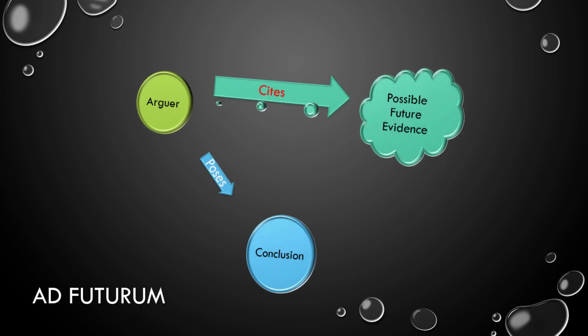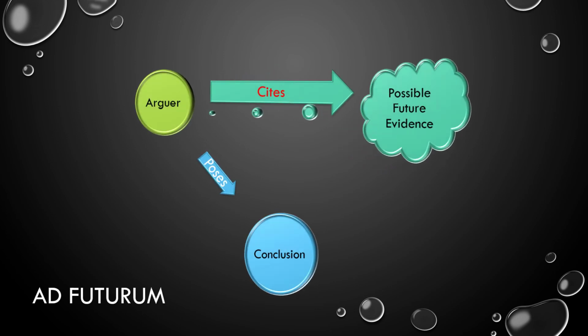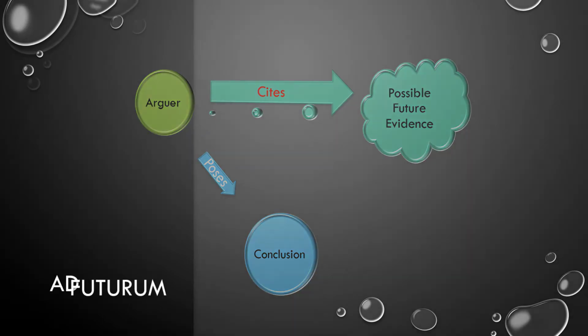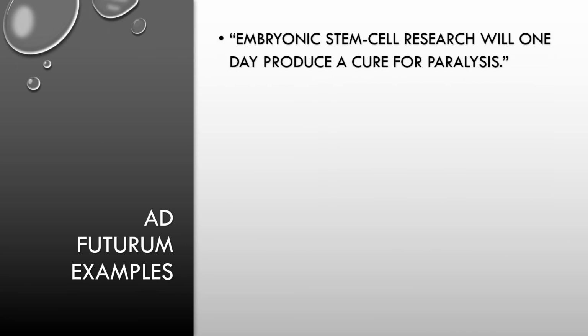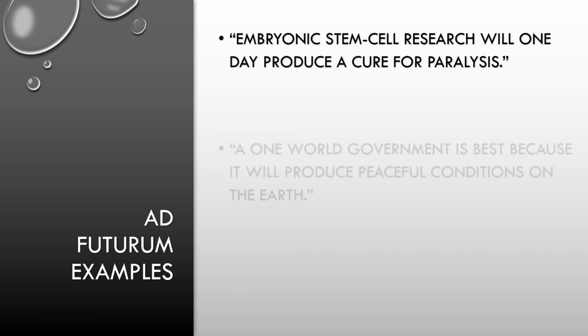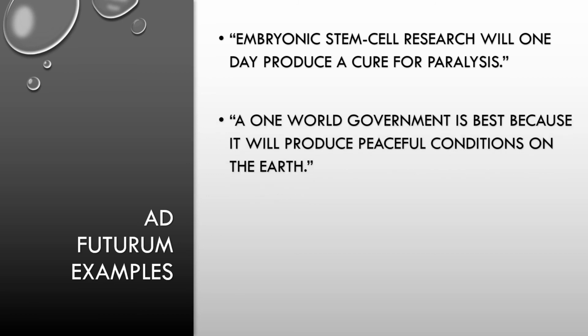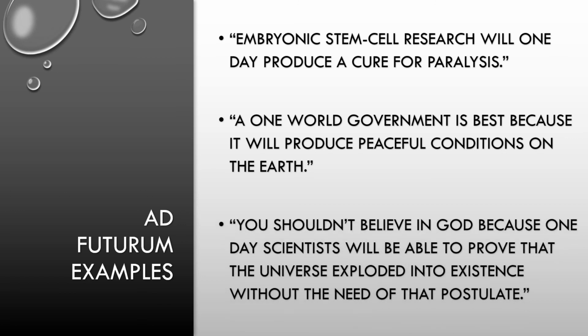The arguer is citing this time something that is possible in the future, and then they're going to propose their conclusion. So some examples. Embryonic stem cell research will one day produce a cure for paralysis. Therefore, we should continue down this road. A one-world government is best because it will produce peaceful conditions on Earth. You shouldn't believe in God because one day scientists will be able to prove that the universe exploded into existence without the need of that postulate.